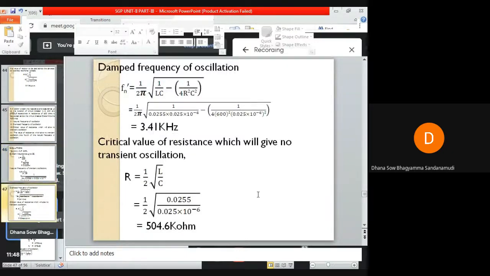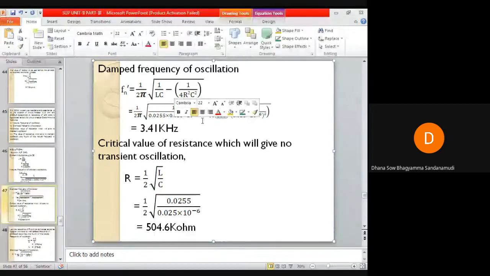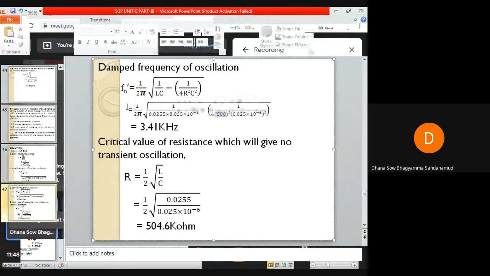Next you have to determine the damped frequency of oscillations. Formula for that is Fn dash is equal to 1 by 2 pi root of 1 by LC minus 1 by 4 R square C square. You already know the L value and C value. R is the resistance which is connected across the circuit breaker, that is 600 ohms. Substitute L, C and R values in this formula and you will get the damped frequency of oscillations, that is 3.41 kilohertz. Okay. So now we have determined the natural frequency of oscillation and damped frequency of oscillation.